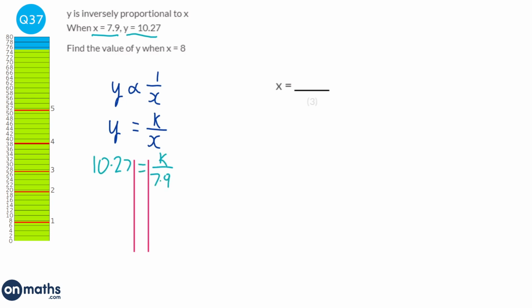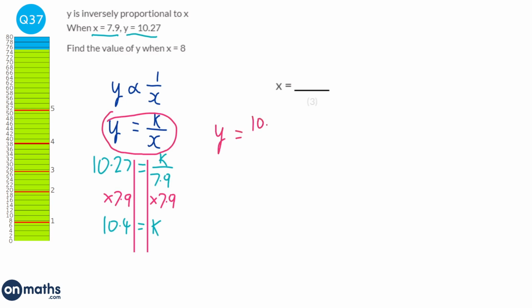I'll do a bit of simple solving by multiplying both sides by 7.9. When I do that, I get that k is 10.4. Now we rewrite the equation we wrote here, but this time with our k value in, which is 10.4. And we're asked to find out what y is when x is 8. So we just do 10.4 divided by 8. And when we do that, we get 1.3.